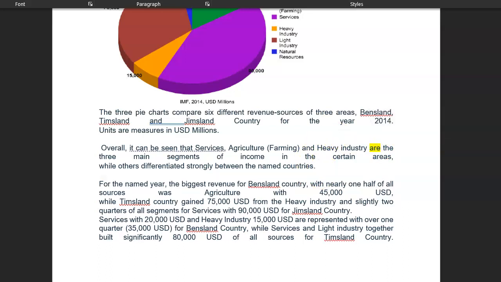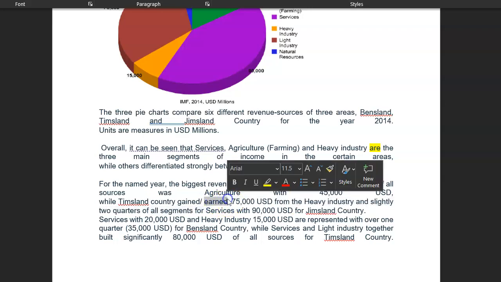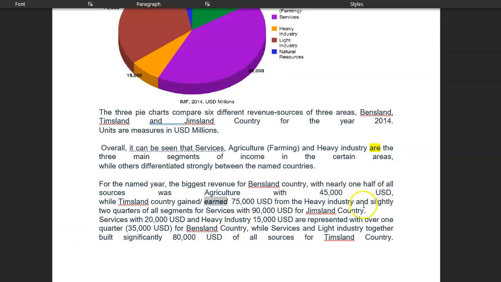Otherwise, fine. For the name year, biggest revenue for Bensland with 1/2 of all was agriculture. Lovely. While, very good, Timsand gained from heavy industry and slightly 2/4 of all segments for services. I would say earned rather than gained there. So that's just vocabulary. Okay. Heavy industry. And slightly 2/4, maybe approximately.